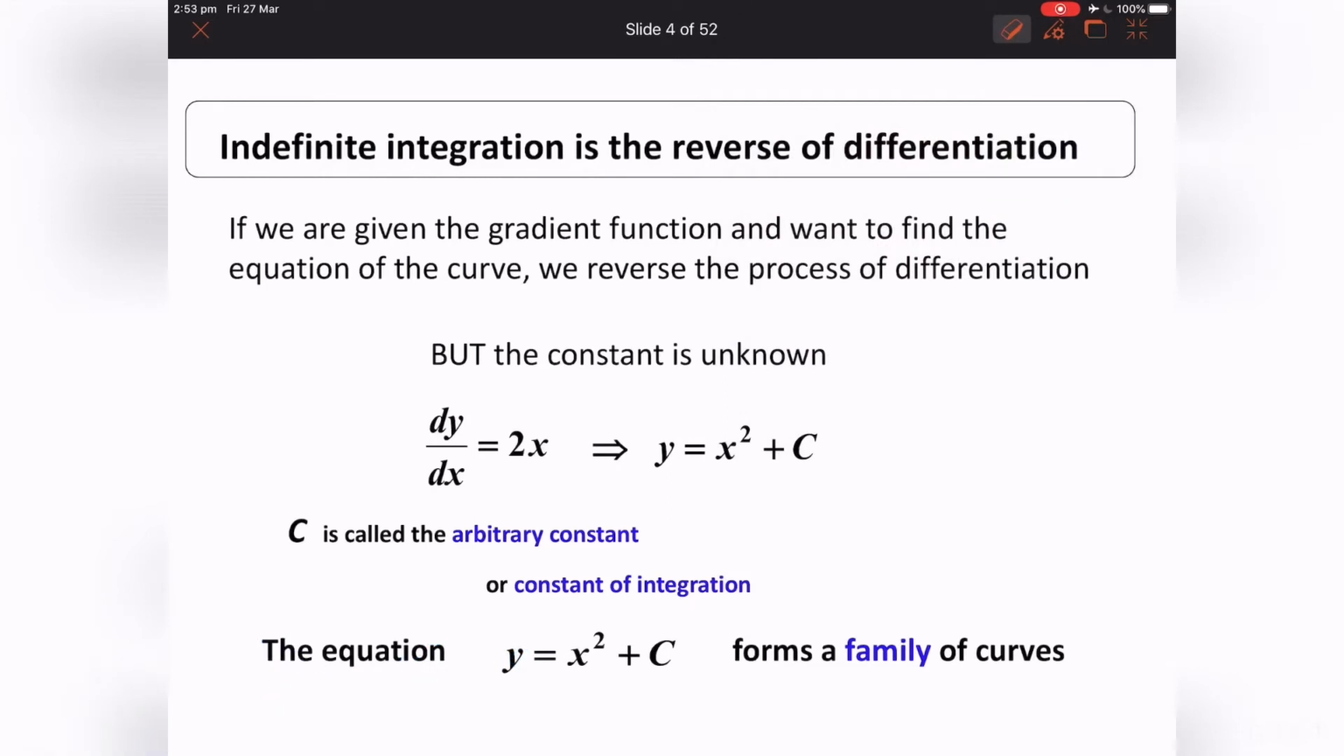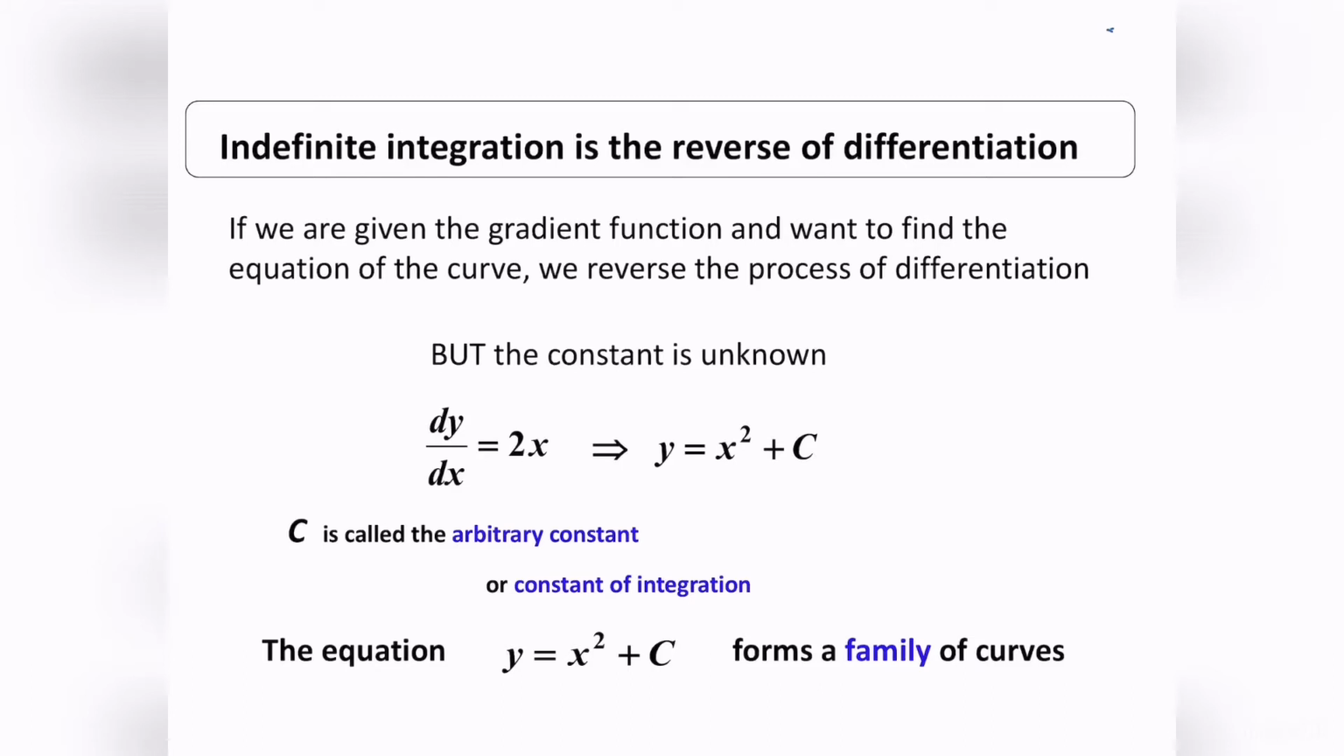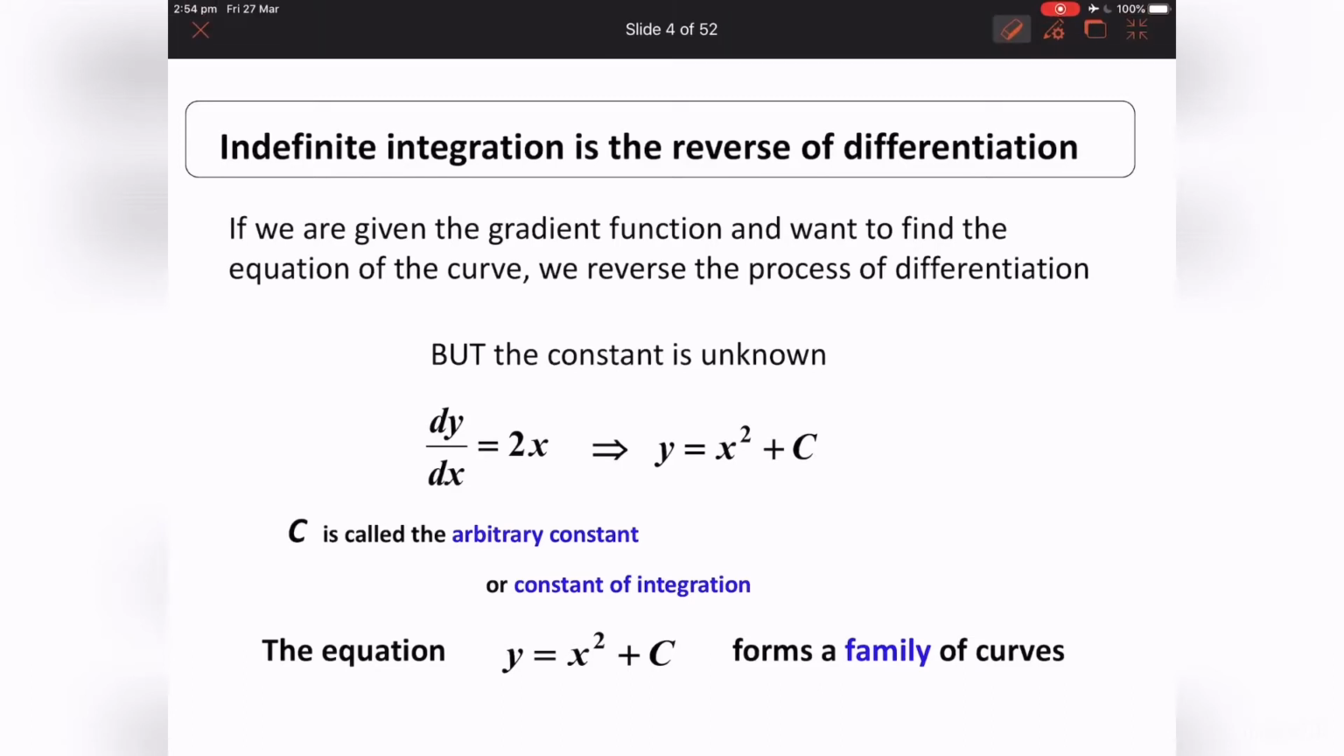In that case, we would say the equation y equals x squared plus c forms a family of curves, because we noticed from the previous two equations that when we differentiate them, we got the same answer, 2x, but each one of them has a different constant. So that's why we say y equals x squared plus c is the family of curves.